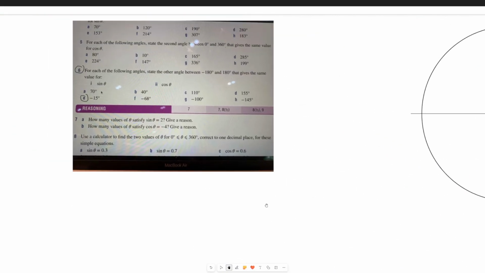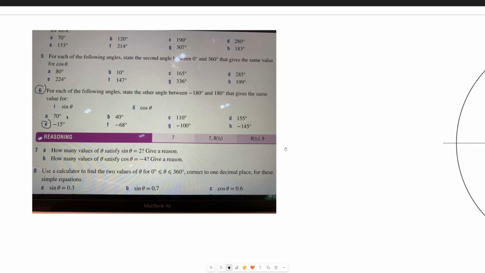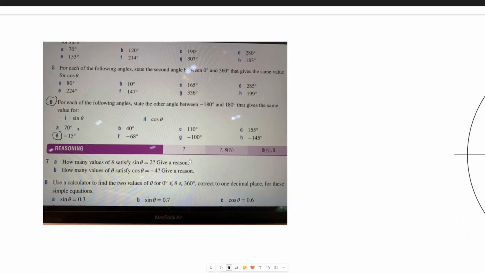All right. So feel free to use the same method to have a go at the other questions. The process will be the same. Just remember, when the angle goes clockwise, it's going to be negative. When the angle goes counterclockwise, it's going to be positive.